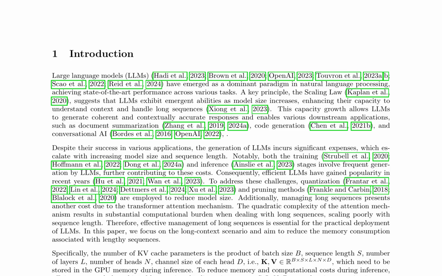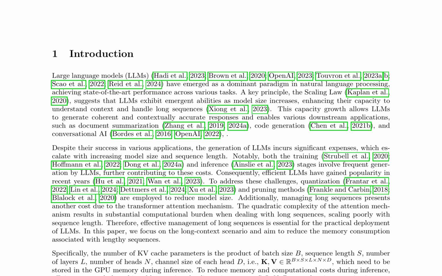Title: Efficient Channel Pruning for Large Language Models. Introduction. Large language models, LLMs, have emerged as a dominant paradigm in natural language processing, achieving state-of-the-art performance across various tasks. A key principle, the scaling law, suggests that LLMs exhibit emergent abilities as model size increases, enhancing their capacity to understand context and handle long sequences.